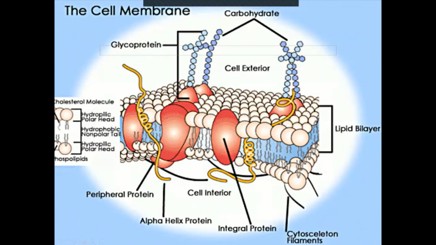Let's see. It's just another picture of cell membrane. I'm really into cell membranes, and also because I don't find any of the pictures adequate. But again, it's showing you, it's called the fluid mosaic model. These are all the proteins, these big red things.